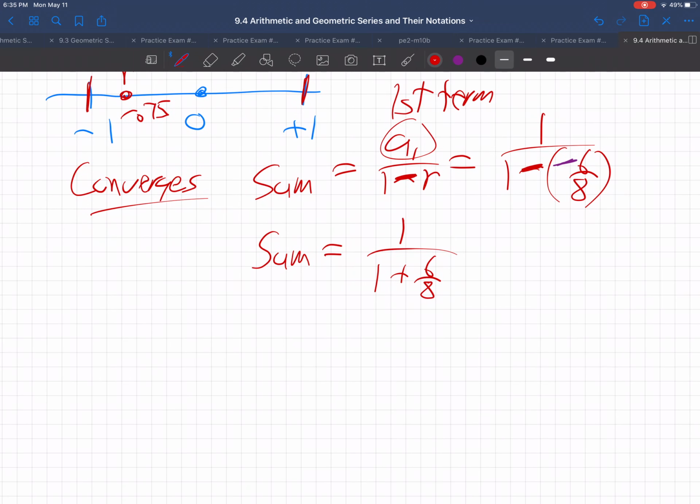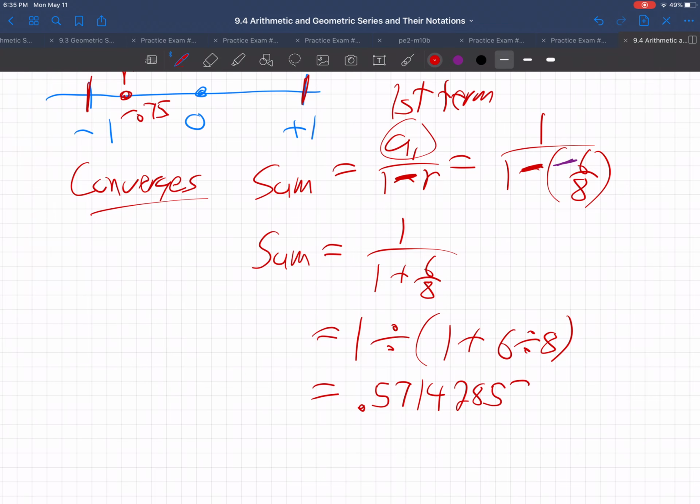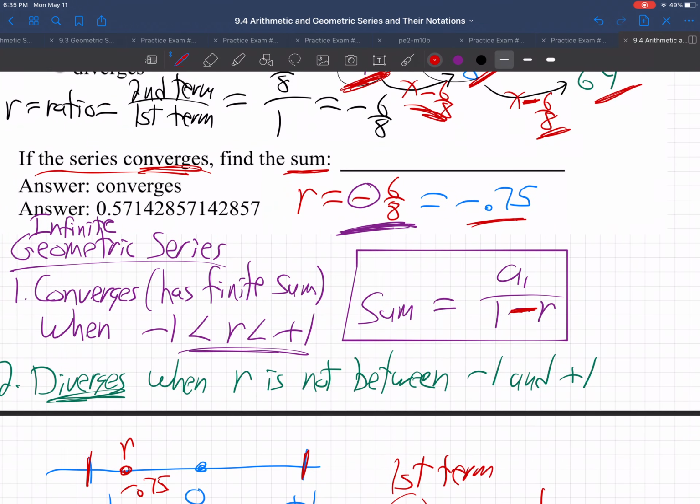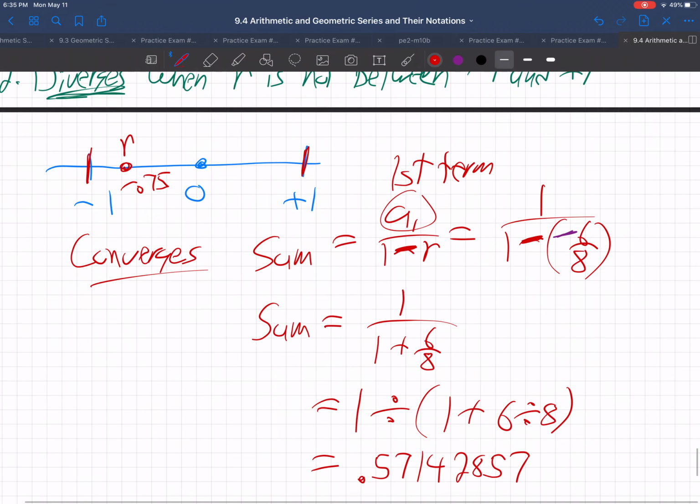So you can just do this on your calculator. Just take 1 divided by, you've got to put parentheses around this because you want to divide by the whole denominator. Hit equals, I'm going to do that too. 1 divided by parenthesis 1 plus 6/8. And I get 0.57142857, blah, blah, blah. Is that what they got? 0.571428, yep. There it is.